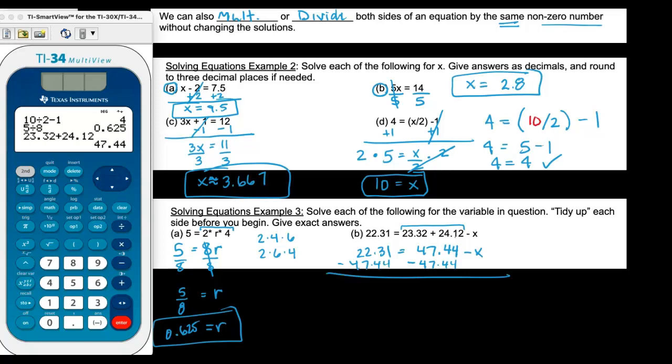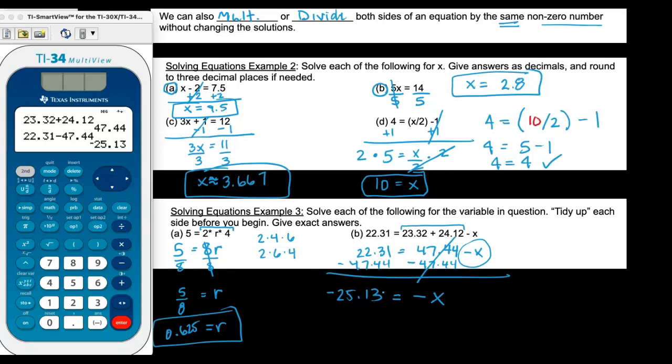Any number minus itself is just 0, so those cancel out. Be careful though, because you still have that minus sign in front of the x, so I have to keep that. So it's negative x on the right hand side, and then for the left I'm going to do 22.31 minus 47.44. And so I get a negative 25.13. And then I don't want to know what negative x is equal to. I want to know what x is equal to.